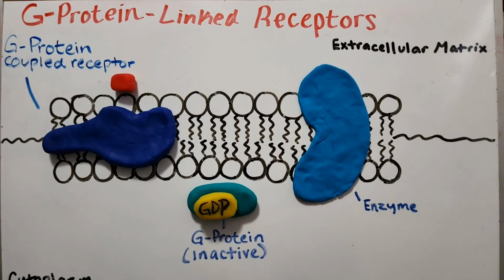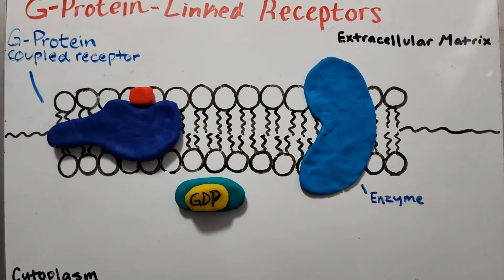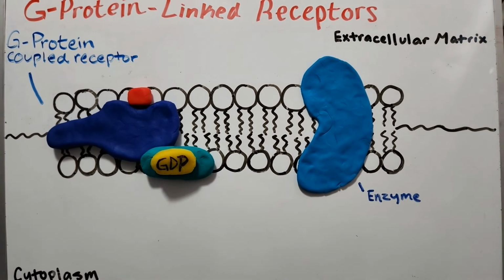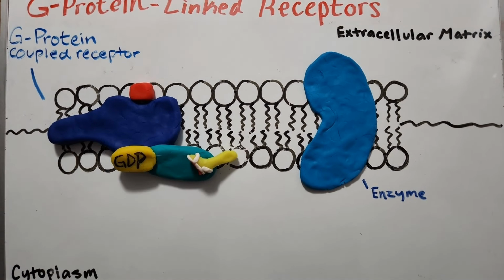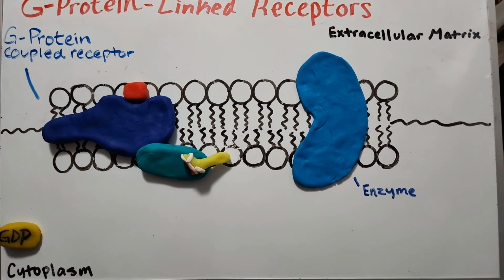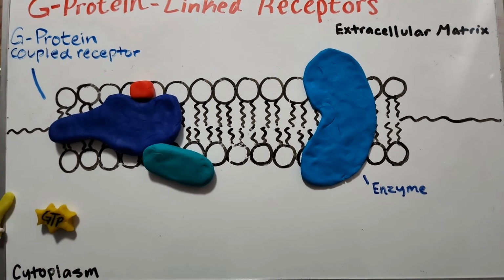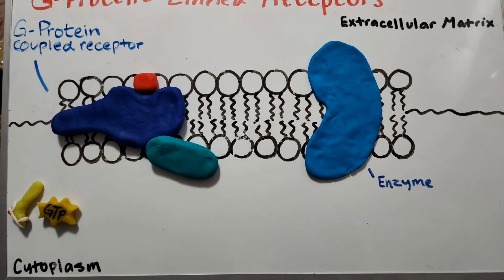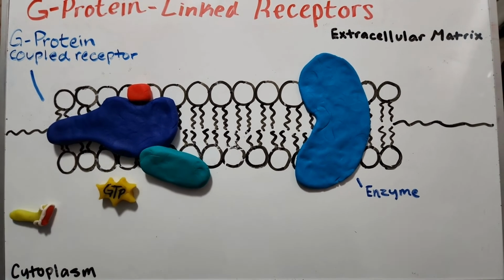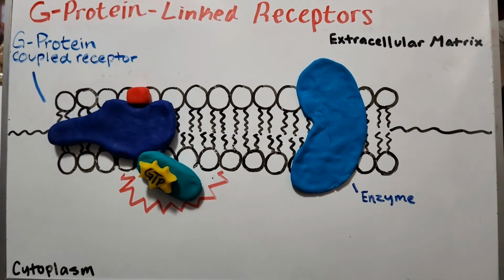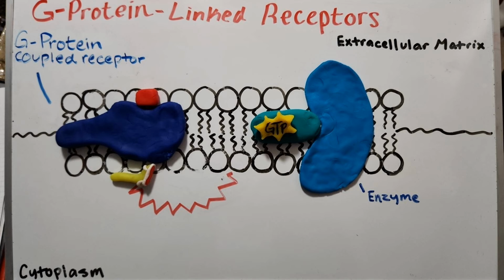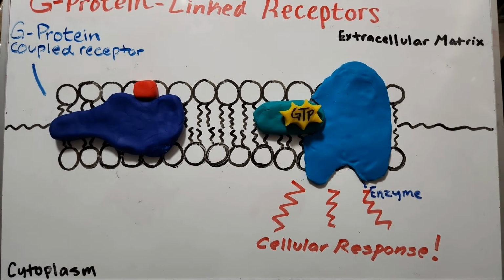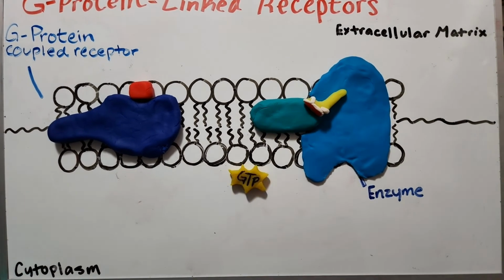Now, a signaling molecule would attach itself to a G-protein receptor. This causes the receptor to change its shape, causing the G-protein to attach to the receptor. This causes the receptor to become activated, making the GDP molecule change to GTP, activating the G-protein. Now that the G-protein is activated, it will bind to the enzyme, triggering the enzyme to change its shape. The enzyme is now activated, triggering a cellular response.